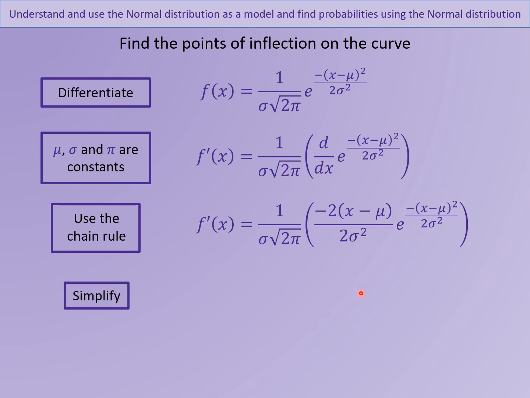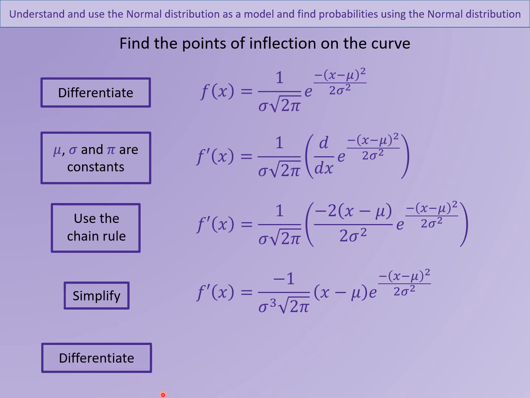I'm going to do that again once I've simplified it, so I can pull that out. The -2 can come out, cancels with that 2 underneath. The minus can come out there. The x minus mu can stay on the top there. And the sigma squared, and that sigma there goes to sigma cubed. And then I can go again.